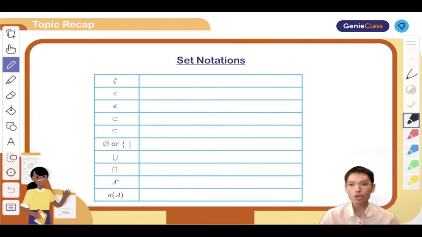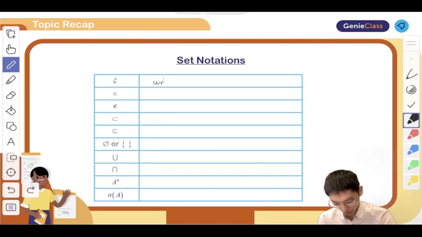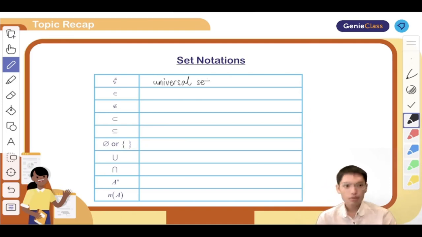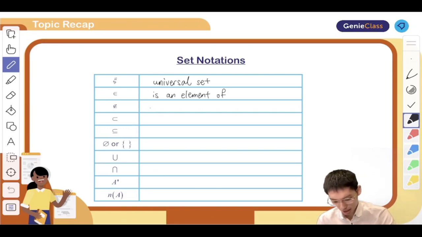This has been gone through for quite a while, but let's revise. The first one is what we call a universal set. When you see this notation over here, just recall that this is what we call a universal set. Following downwards, this is saying that it is an element of something. And following up with a backslash, it is just saying that it is not an element of something. That is something we can take note of: not an element of.